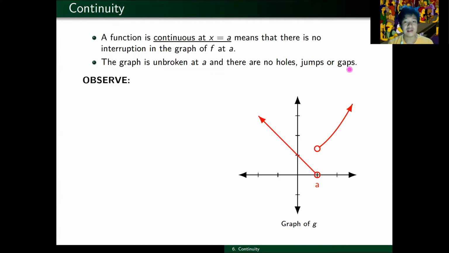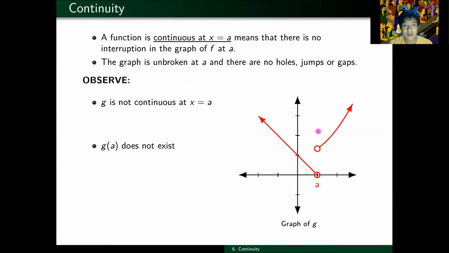So halimbawa, let's look at this one. Halimbawa, meron kang function g na ganito yung graph. Then clearly, this g is not continuous at x equals a, since meron tayong jump at gap. What else can we say though, aside from being not continuous? Well, you can see that g of a does not exist. In this case, walang function value na naka-assign sa a.